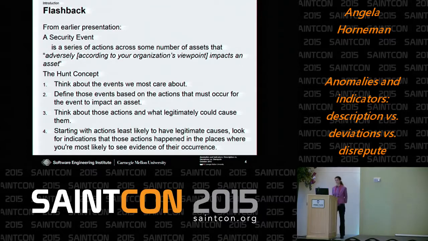This is very much an organizational viewpoint definition. The same happening may or may not be an event depending on the organization. For instance, not all organizations view scanning as a security event. Some, it's just something that happens. Others, it's a really big deal.